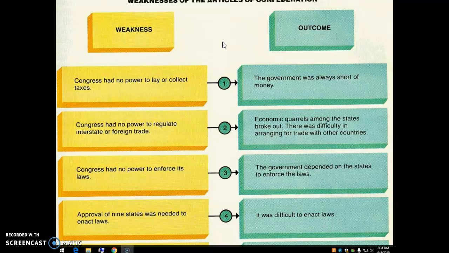They have no power to regulate trade, which creates quarrels. It creates difficulty arranging trade with other countries. It really hurts the country economically. Congress has no power to enforce its laws. They're dependent on the states. There's no executive branch. The legislature makes the laws. They can't enforce them. So what's the point of a law if you can't enforce it?